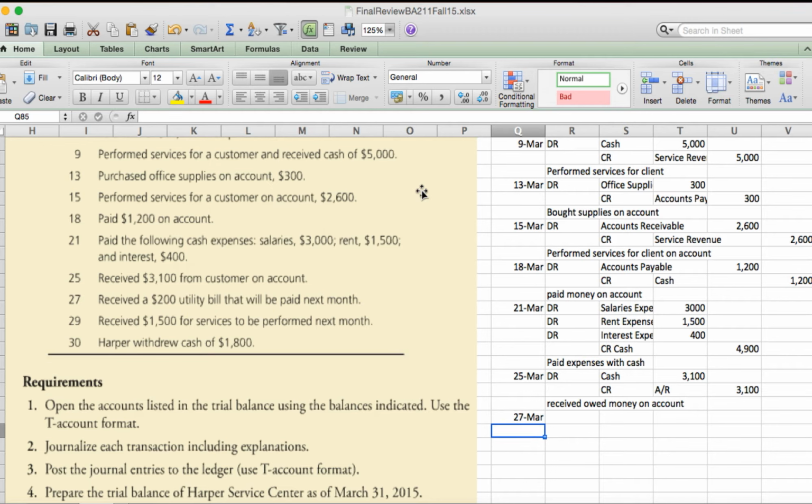27th of March. Received a $200 utility bill that will not be paid until next month. So this is one of those adjusting entries that we talked about before, and I just need to record the fact that I owe this money. As soon as I owe the money, basically I'll recognize the expense. So I have utility expense as the debit there for $200, and the credit will be to accounts payable for $200.